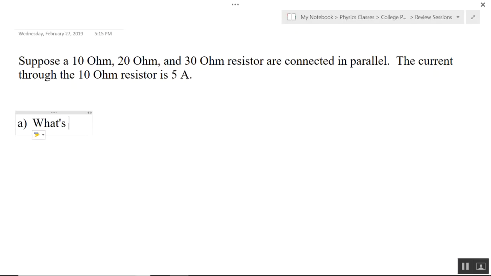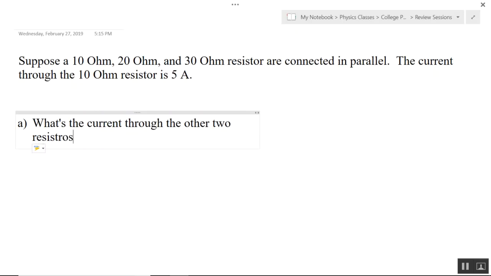What's the current through the other 2 resistors? And there's more than one way to do this too, as was the case for part of the last one. Let's see if you can figure it out. Does anyone have the current going through the 20 ohm resistor? 3 amps. And the current going through the 30 ohm resistor? Yes.